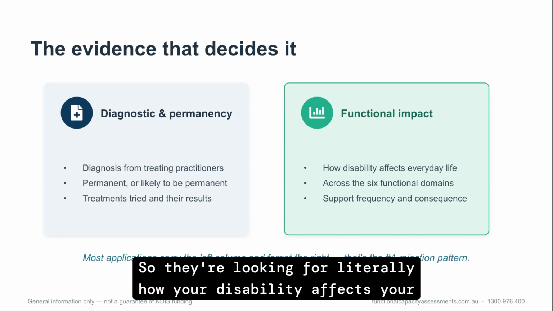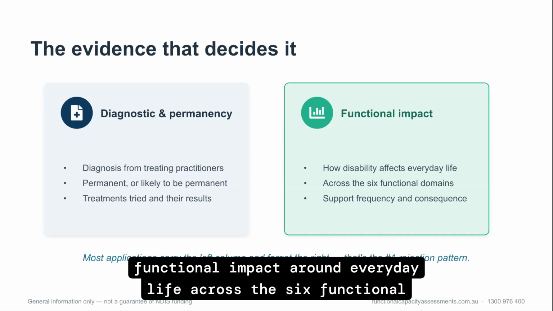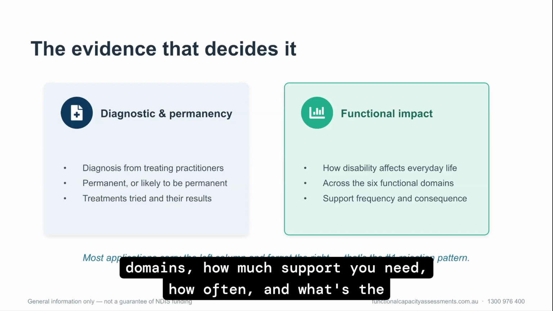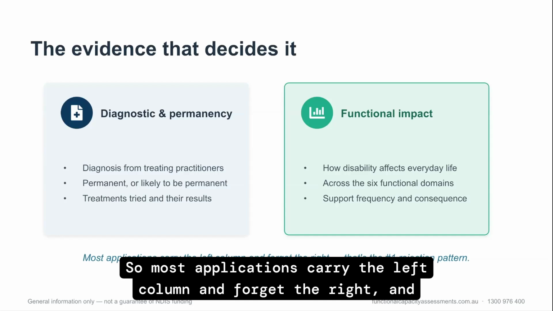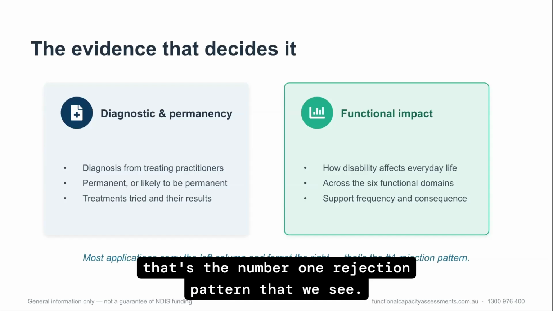So they're looking for literally how your disability affects your functional impact around everyday life across the 6 functional domains, how much support you need, how often, and what's the consequence if you don't get this support. So most applications carry the left column and forget the right. And that's the number 1 rejection pattern that we see.